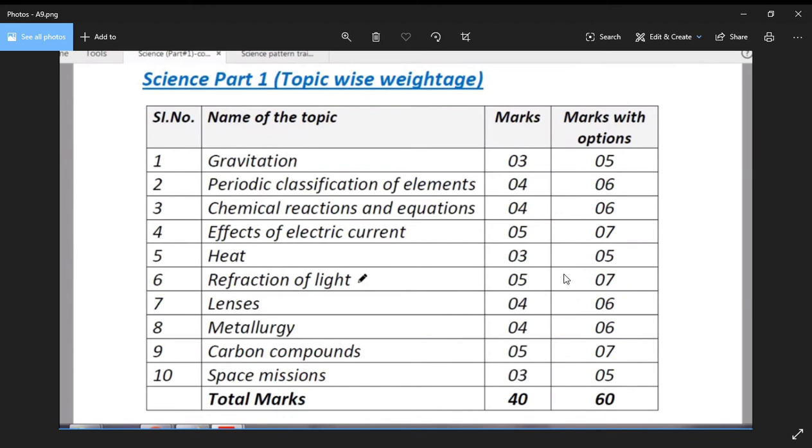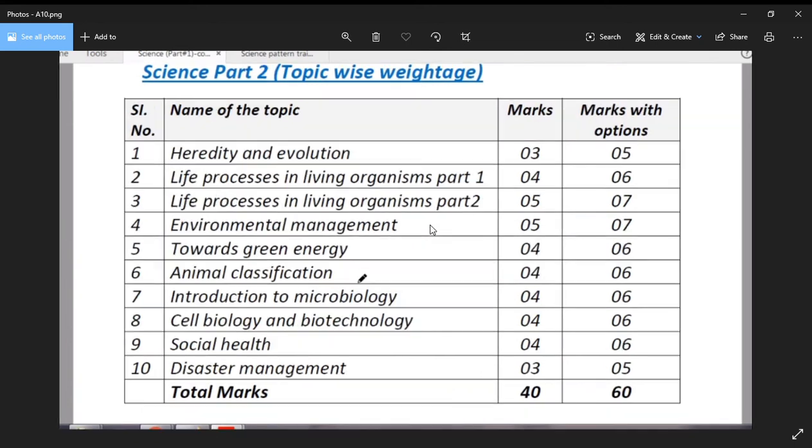Now when we observe this topic wise weightage, we find that Effects of Electric Current, Refraction of Light and Carbon Compounds, all these 3 chapters contain 7 marks with option and the compulsory marks are 5. That means these 3 chapters are very important for us. Now similarly, let us turn towards the science part 2 topic wise weightage.